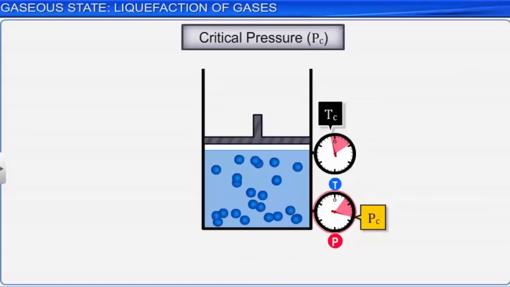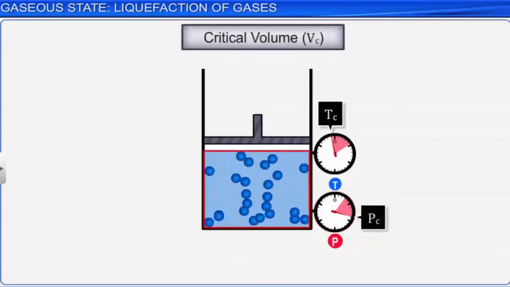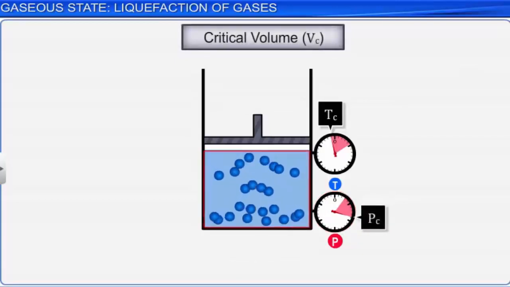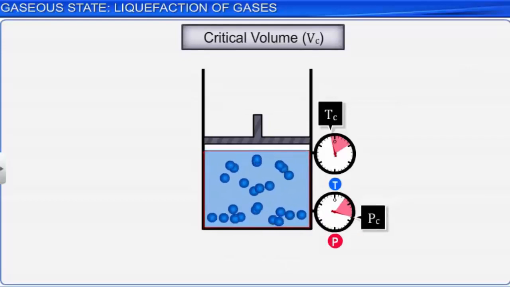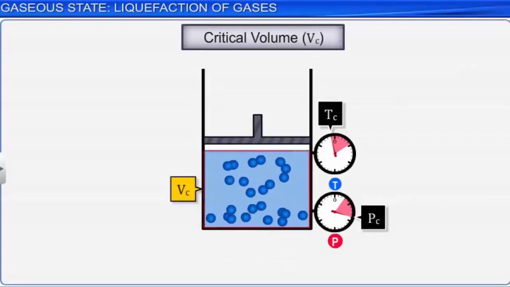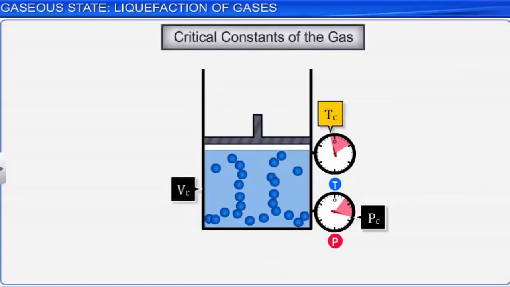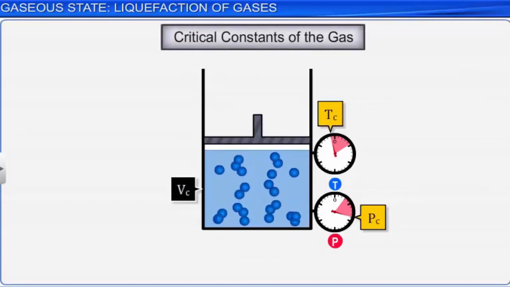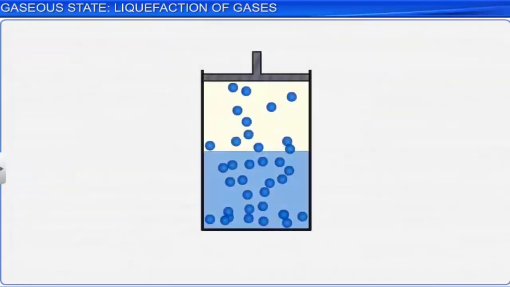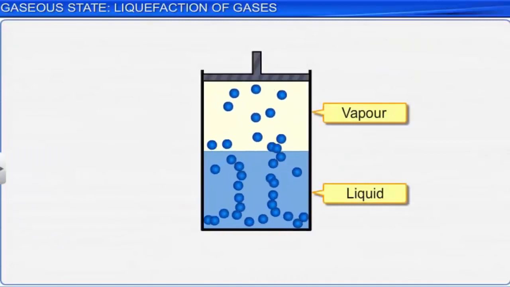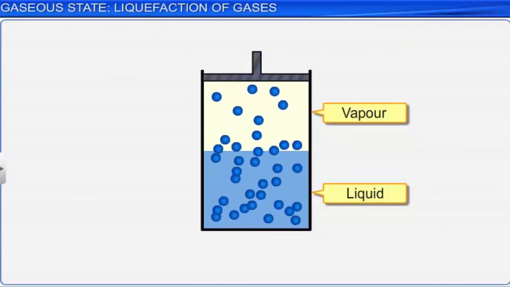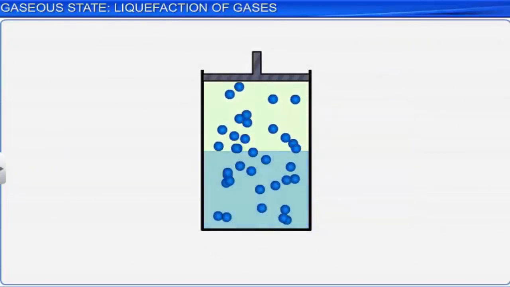The volume occupied by 1 mole of a gas at its critical pressure and at critical temperature is the critical volume, VC, of the gas. TC, PC and VC are collectively called the critical constants of the gas. A point where there is no distinction between the liquid and the vapor state of a gas is called the critical point, and the gas at this point is said to be in the critical state.